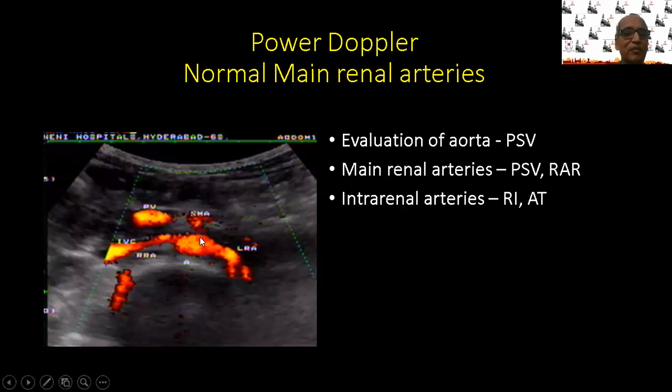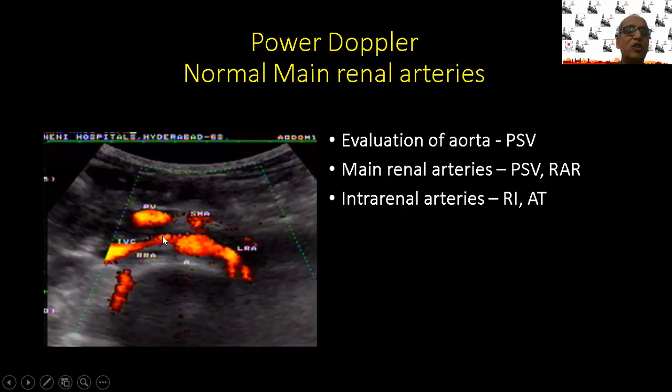We could see the aorta, and you can see the renal arteries in addition to the renal veins. So we start off doing the color Doppler by assessing the aorta. You look for any aortic atherosclerosis, aortic aneurysms or aortic thrombi. Then you interrogate the main renal arteries. You look at the peak systolic velocity.